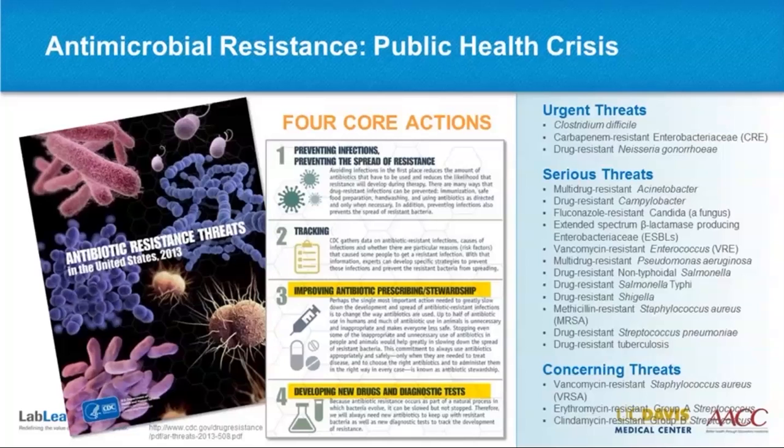We also see fungal species becoming resistant. So Candida, fluconazole-resistant Candida, is now becoming an issue. ESBLs, or extended spectrum beta-lactamase producing Enterobacteriaceae, are problems. And of course, we see our concern for VRE, vancomycin-resistant Enterococcus. And we've always been concerned about this organism transferring a little bit of its genetic material to MRSA, or methicillin-resistant Staph aureus, to generate VRSA, as we've always worried about.